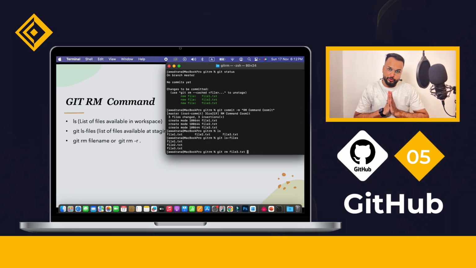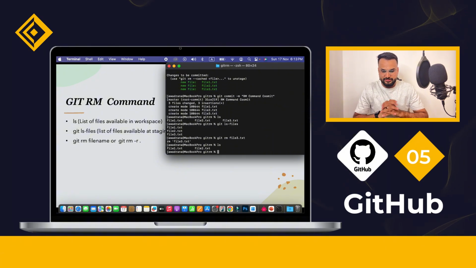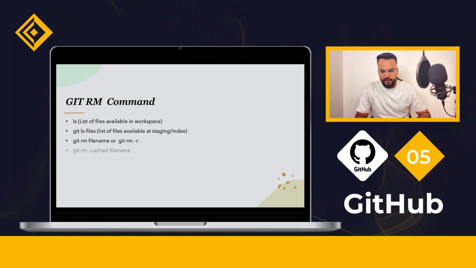In case you want to remove all the files from the staging area, you have to write simply a dot instead of a file name. Hit enter. You guys can see my third file is removed. How can I check? ls, you can see I have files 1 and 2 available inside my working directory. If I say git ls-files, you can see I have 2 files available inside my staging area only.